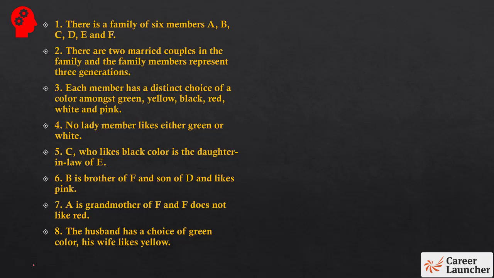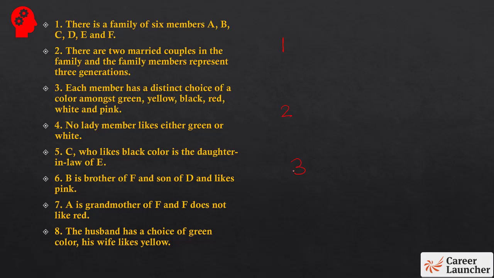Another question with a slight change here. Rather than giving some data about their profession, here there's some data about their color preferences. Again, there's a family of 6 members. There are 2 married couples and the family represents 3 generations. So that makes my job easier. I know there are 3 generations.